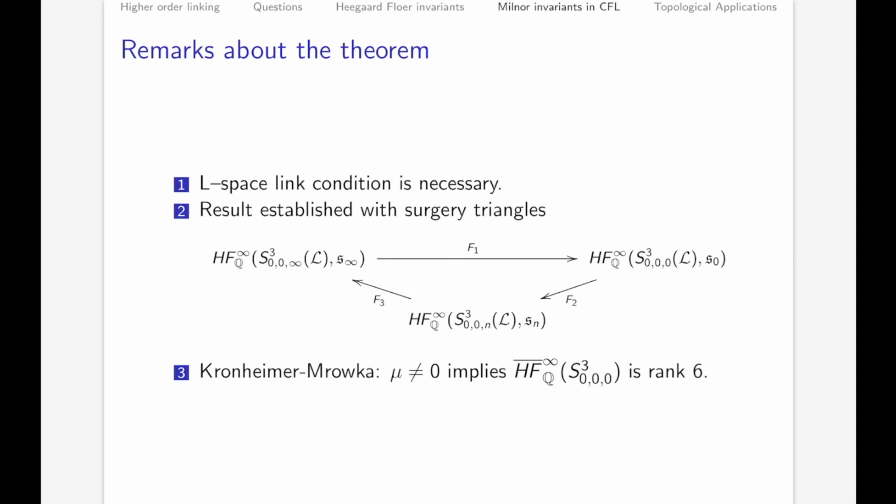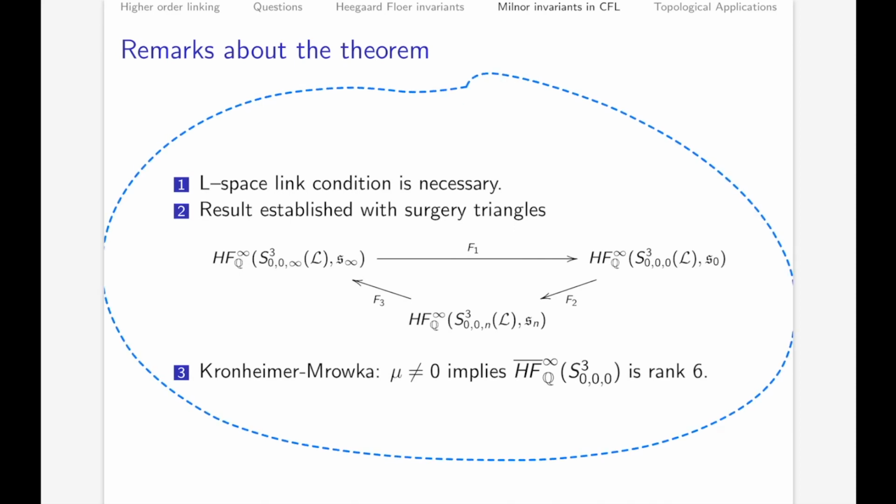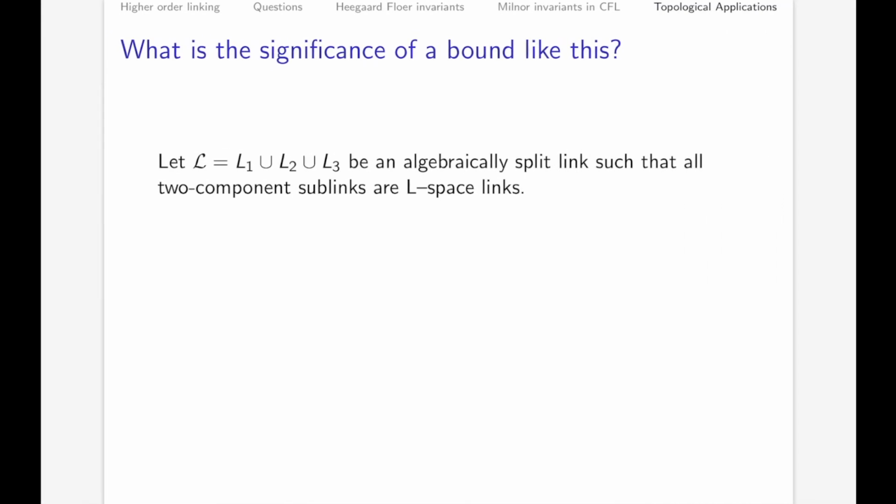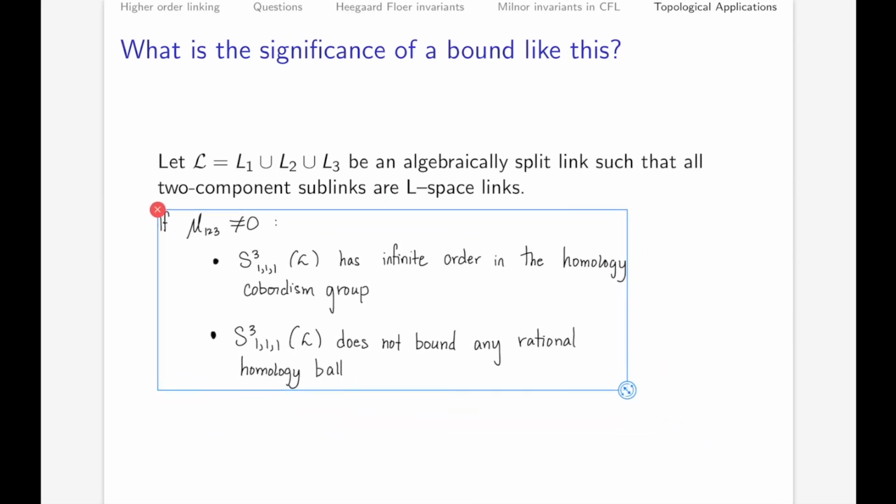Now this theorem is fairly technical, so I'm not going to go into the proof, but this is some of the information about what goes into it. So what is the significance of having a bound like this? Well, now we can say that if the triple linking number is non-vanishing, then the manifold that you get by doing 1-1-1 surgery has infinite order in the homology cobordism group. And a related statement is that it doesn't bound any rational homology ball. So that's a nice kind of topological statement that we can get from this, that we relate to triple linking number.